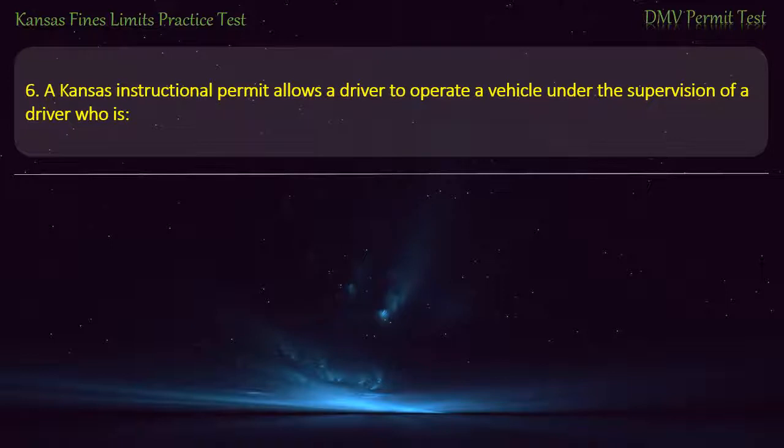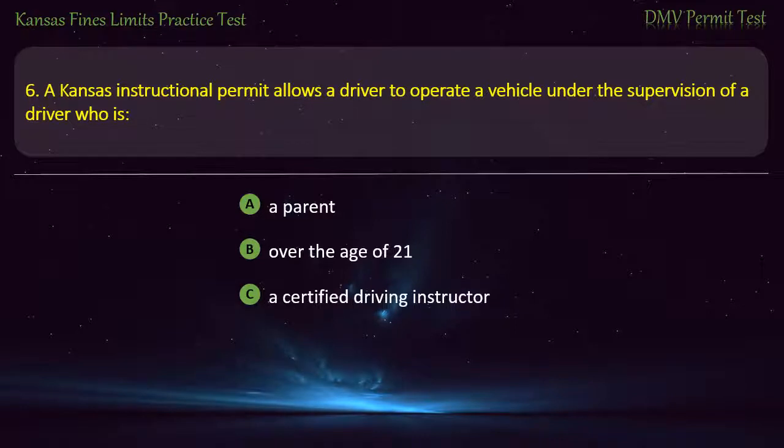Question 6. A Kansas instructional permit allows a driver to operate a vehicle under the supervision of a driver who is a parent, over the age of 21, a certified driving instructor, over the age of 25. Answer. Over the age of 21.